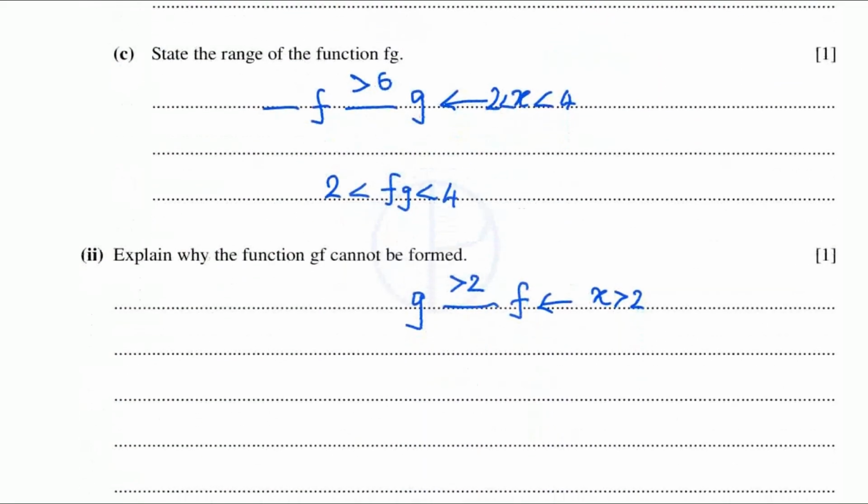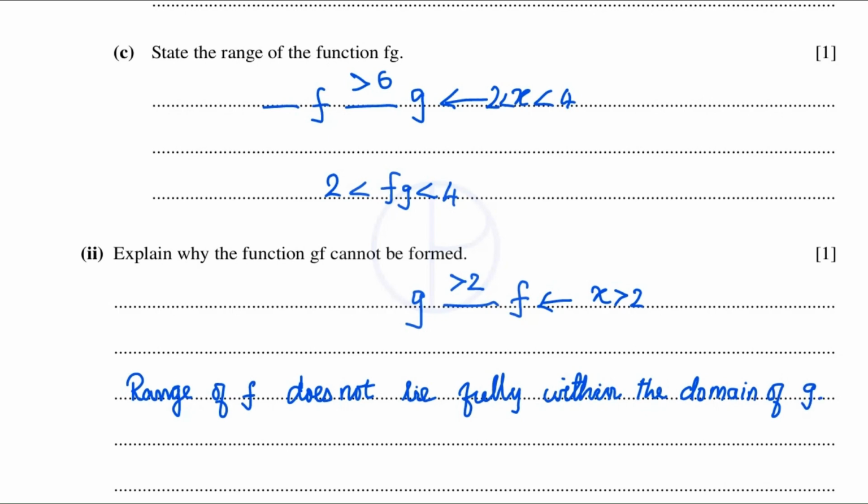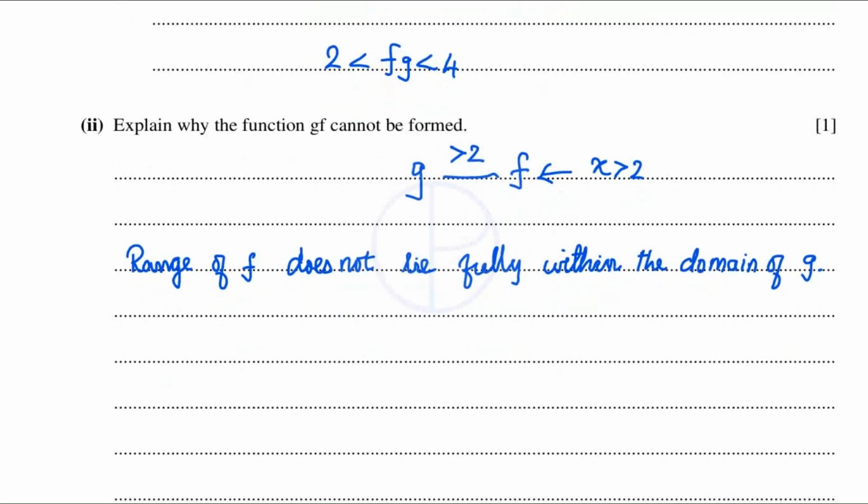So it's not entirely covering the output given by the function f. So the function gf cannot be formed. The range of f does not lie fully within the domain of g, so we cannot find gf.